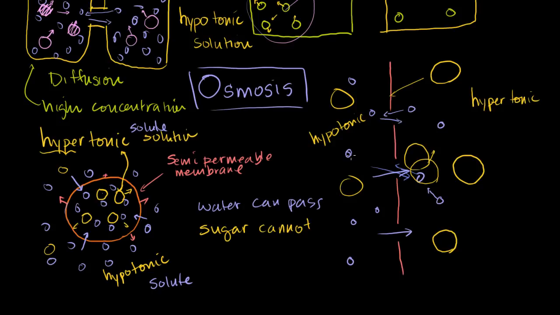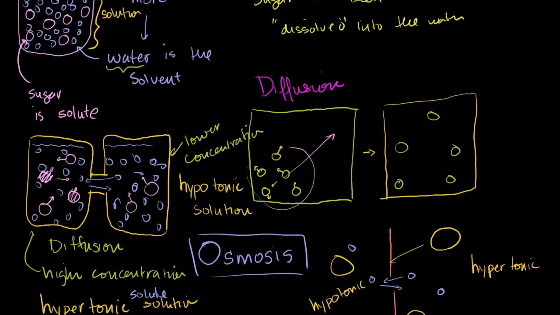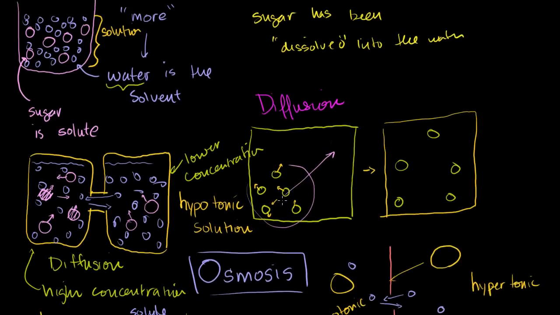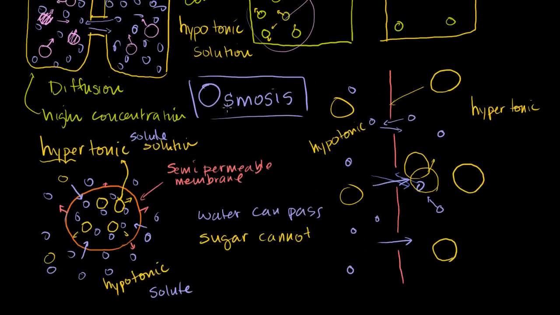But I want to make it very clear. Diffusion is the idea of any particle going from a higher concentration and spreading into a region that has a lower concentration and just spreading out. Osmosis is the diffusion of water. And usually you're talking about the diffusion of water as a solvent. And usually it's in the context of a semi-permeable membrane, where the actual solute cannot travel through the membrane.